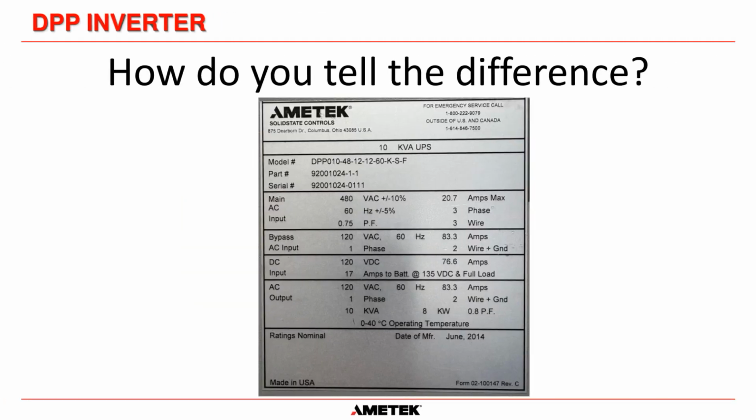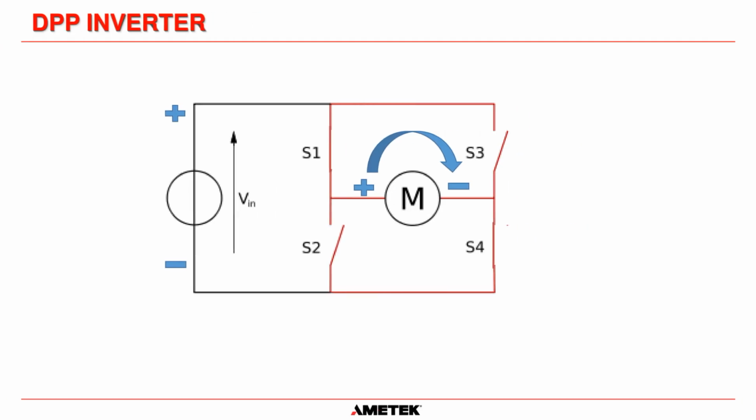So when we see DPP, that's telling you that it is a PWM system. Digital Process Power is what DPP stands for, and that is our PWM system. So whenever you see DPP, that does not have a CVT or a constant voltage transformer in it. And it uses a slightly different design to change the DC into AC.